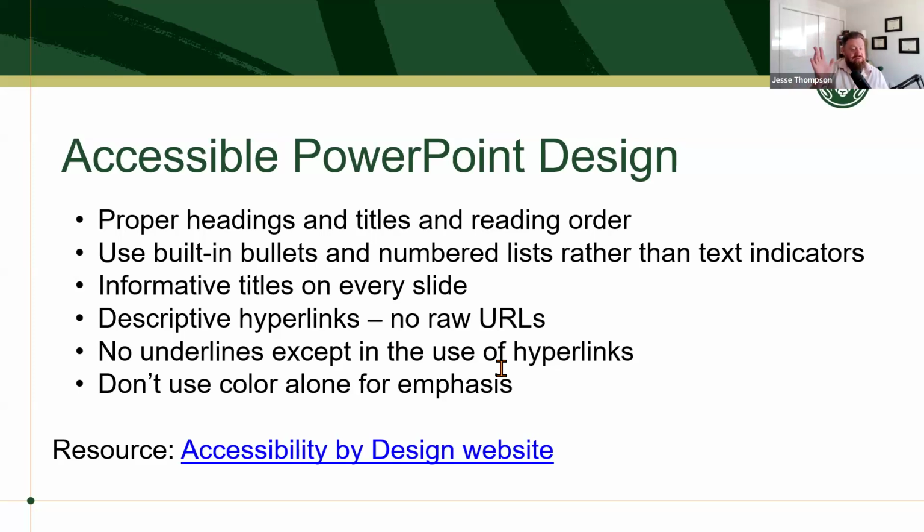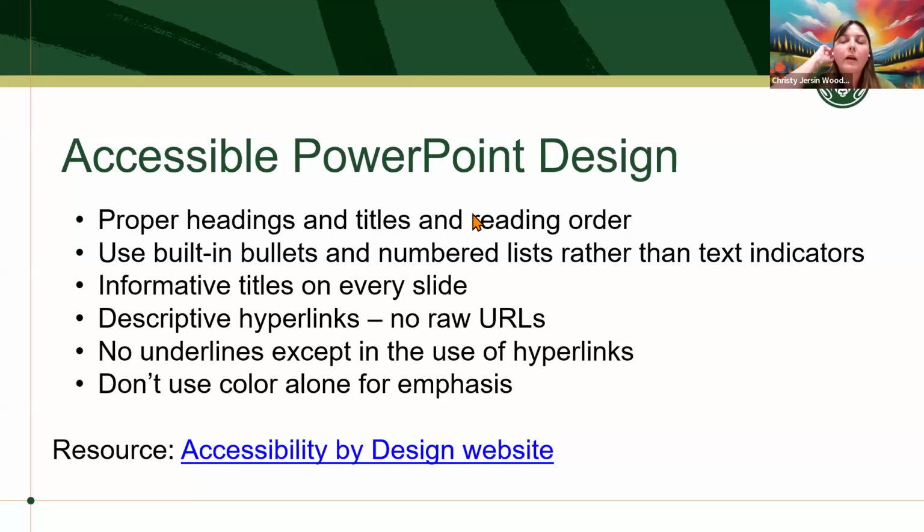Except outside of hyperlinks, you don't want to underline things for emphasis, because that's something that a screen reader won't pick up on. And for the same reason, you don't want to use color alone for emphasis, right? Putting something in red will not show up to somebody when they're, say, using a screen reader. Things like bold and italics do, but color and underlining don't. So that's just an important thing to know when you're trying to make a presentation accessible.